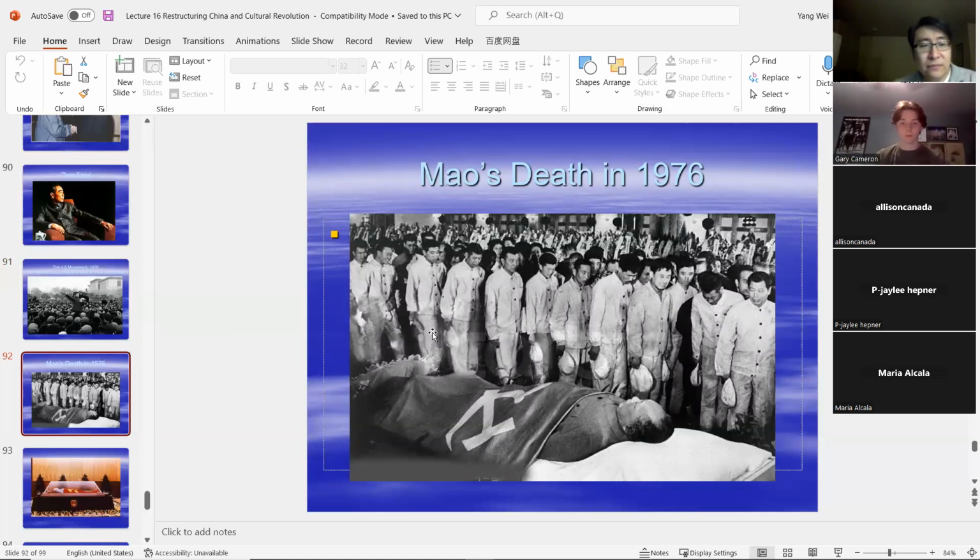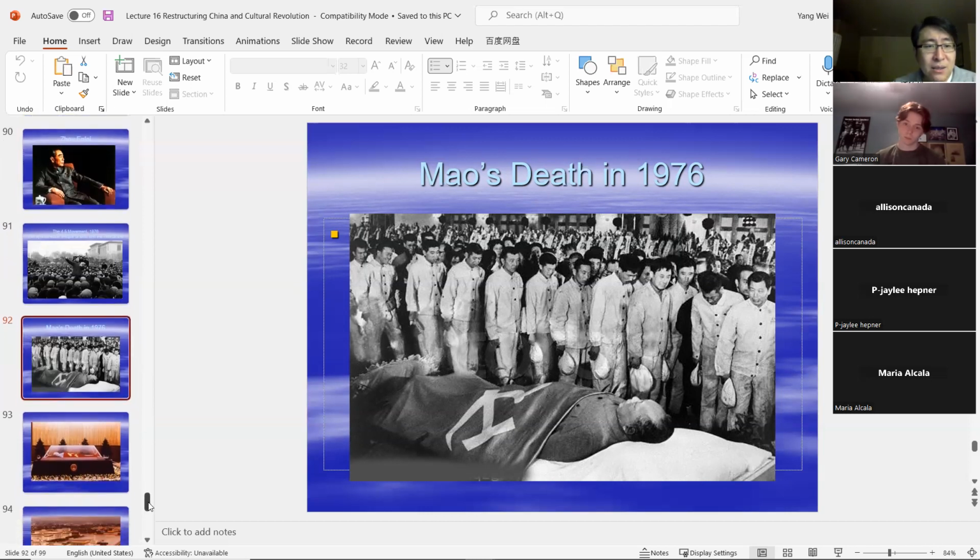And right before he died, he picked a guy called Hua Guofeng to become his successor. And his wife Jiang Qing was also in the Politburo. And his radical followers from the Cultural Revolution, like Zhang Chunqiao, Yao Wenyuan, and Wang Hongwen, were all in the Politburo. So Mao died.